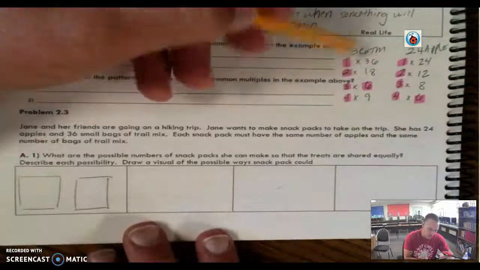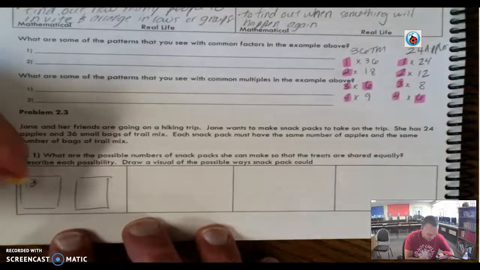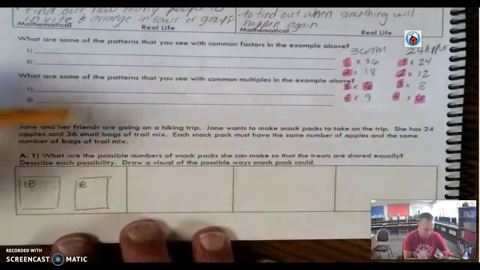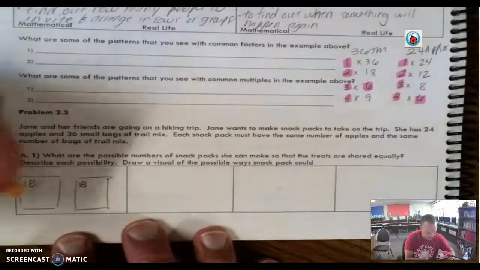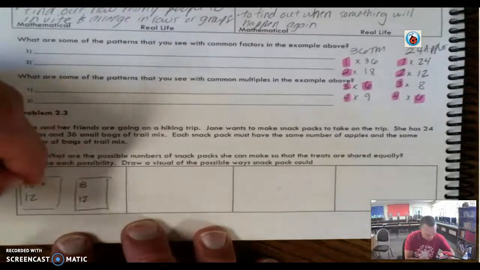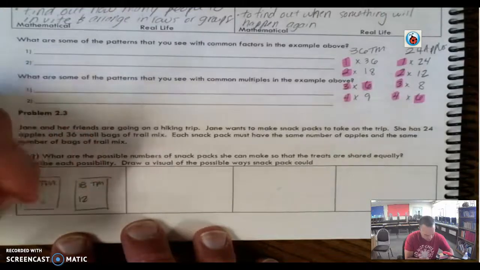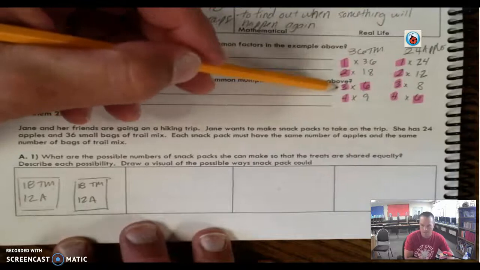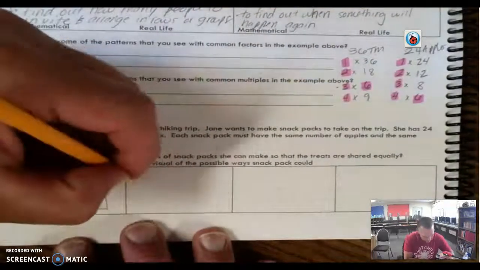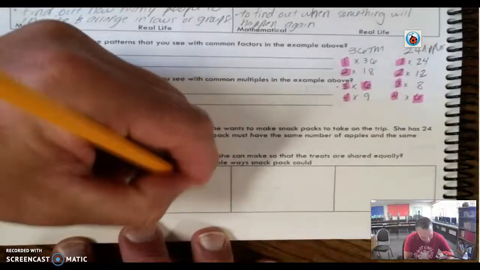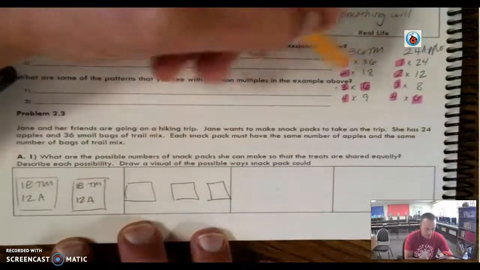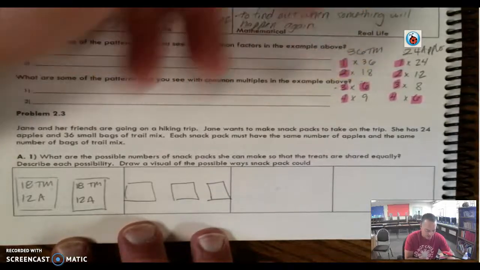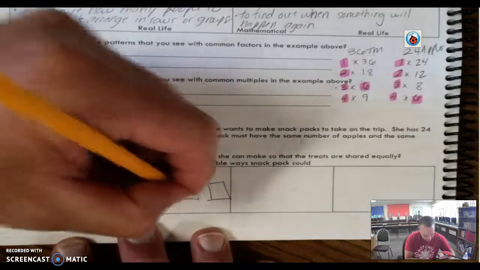So if I look at 2, how many bags of trail mix? Well, there'd be 18 bags in this one, and 18 here. And then how many apples in each bag? Well, because there's 2, we're splitting it into 2, there'd be 12 apples. So trail mix, and apples. Okay, so then the next one I come down to is 3, right? So if we had 3 bags, 1, 2, 3, how many packs of trail mix would be in each bag? So if there's 3 bags, there'd be 6 trail mix in each bag.